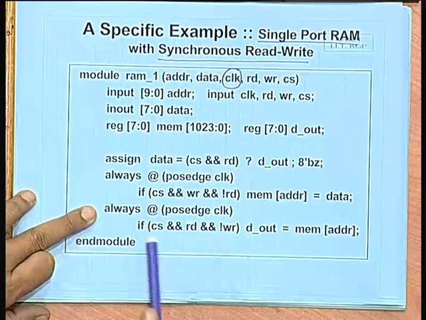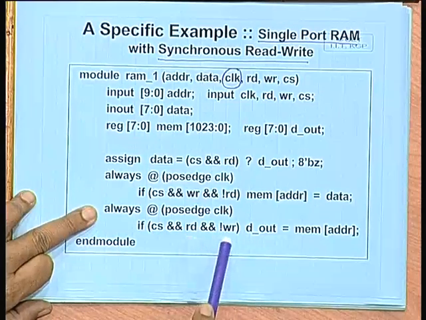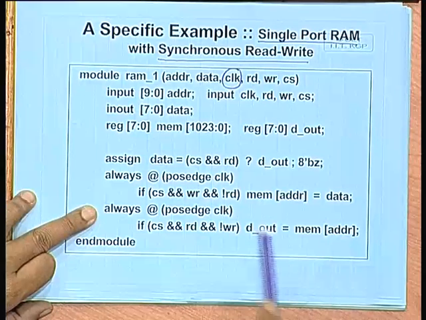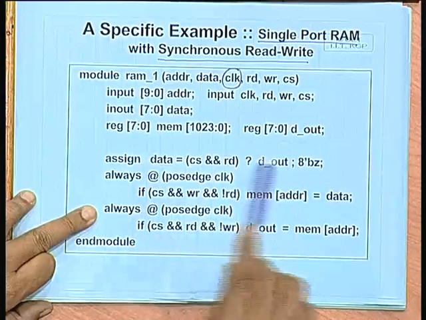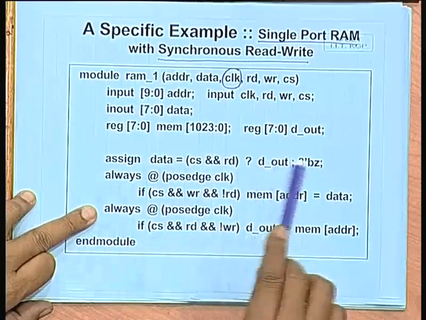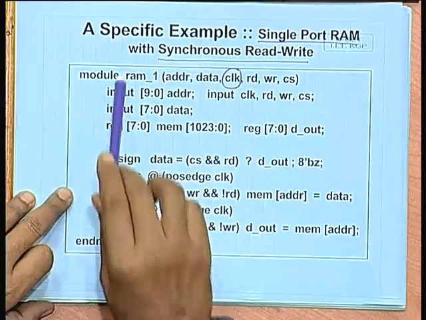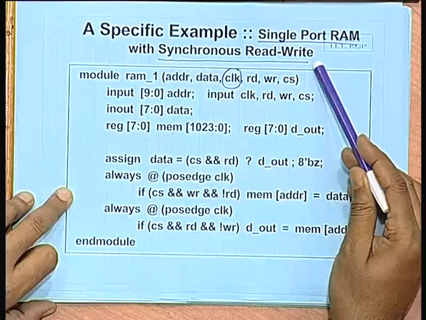And for memory read, you again check if chip select and read are active and write is not. Then you read the contents of the memory and do not store it in data, but rather store it in dout. Storage in data will be done asynchronously here. Okay. So, this is one typical example where we have synchronous read write.